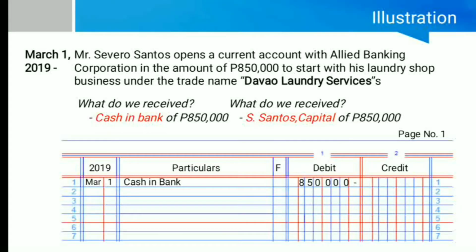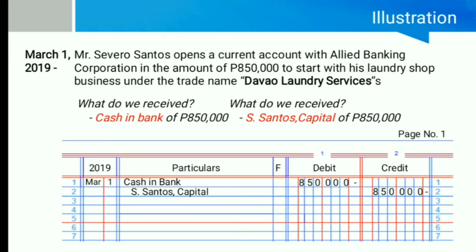In the particulars column of our general journal, we will write our credit item or our credit entry. So we have as Santos Capital. So make sure that the credit item is indented from the debit item. So Santos Capital is also 850,000 pesos. So as I said earlier, when writing amounts in the money columns, you'll begin with the right and then go to the left. So you are going to write first the 0, 0, 0, 0, and then 5, and then 8.